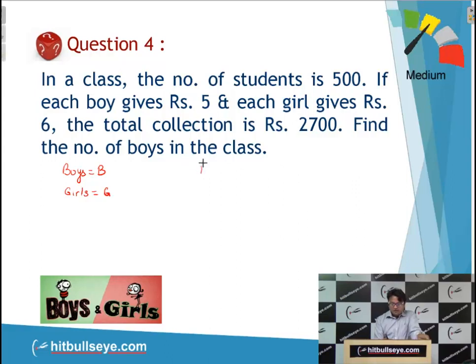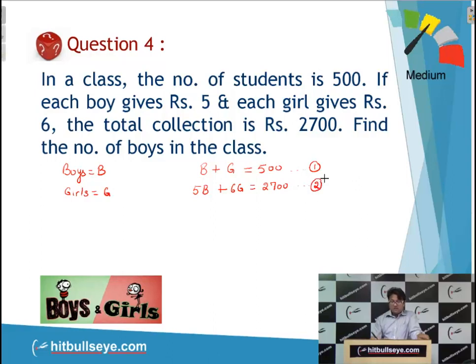Here we could write B plus G, that is number of boys plus number of girls in the class, is equal to 500, and refer to this as the first equation. Each boy is contributing rupees 5, so we could write this as 5 times B, plus each girl is contributing rupees 6, we could write this as 6 times G, and total contribution of the class is 2700.